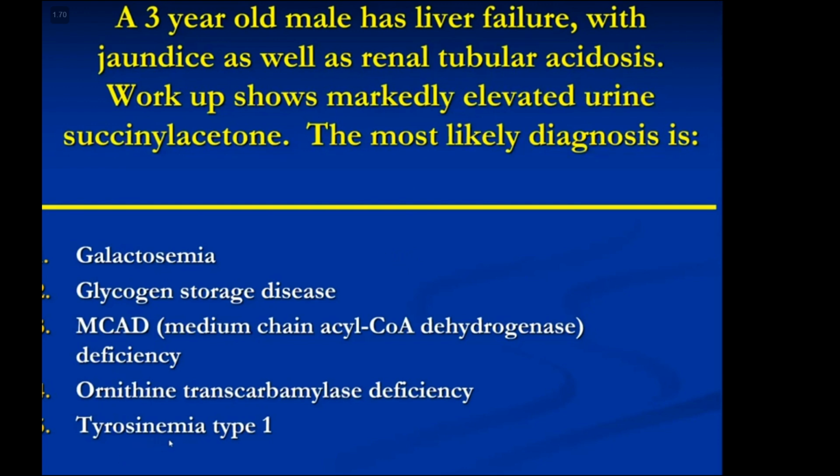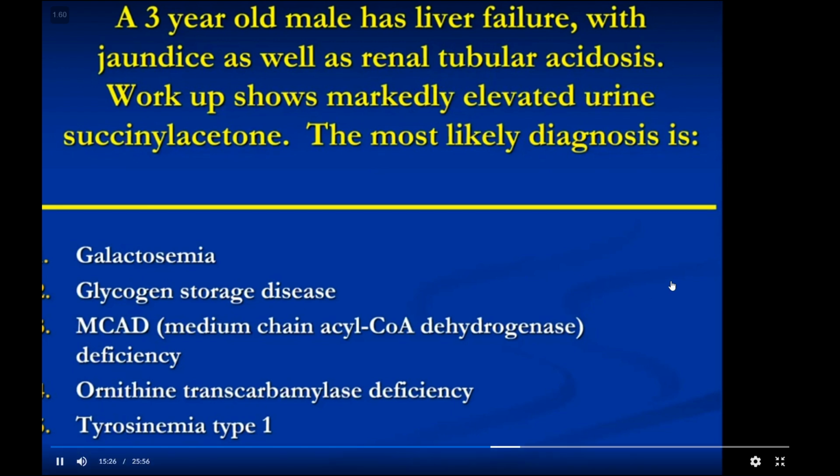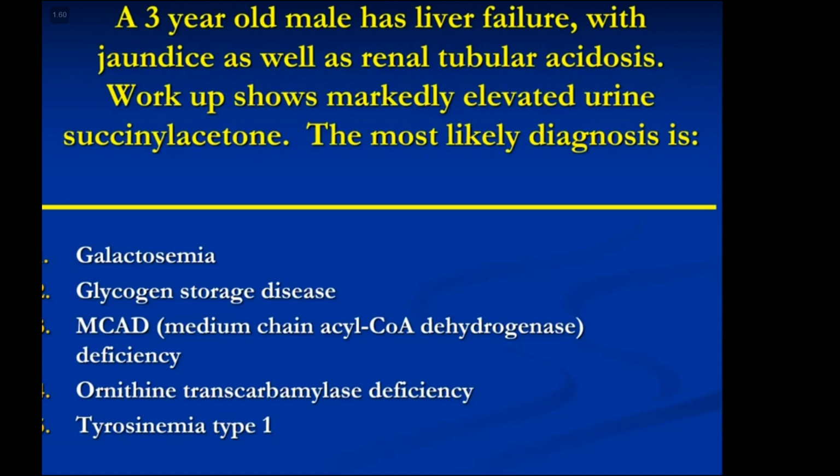This is the right answer, tyrosinemia type 1. This is the type of tyrosinemia that's called hepatorenal tyrosinemia. This is the one that's screened in some states, but not necessarily completely, because some states use tyrosine, they don't use succinyl acetone, and tyrosine can be elevated for a variety of reasons. So the bottom line is, when you see succinyl acetone, it means tyrosinemia.